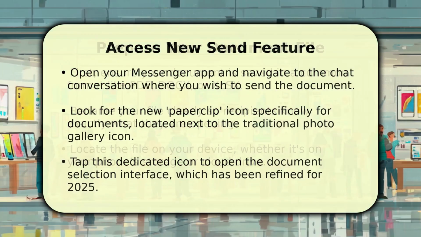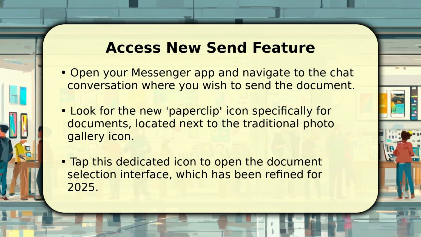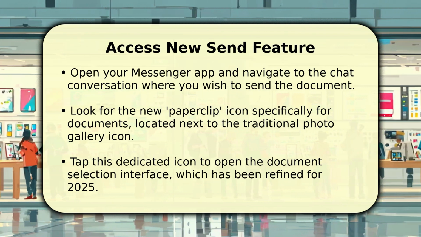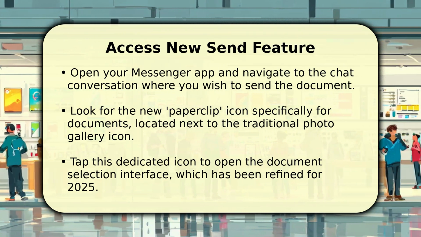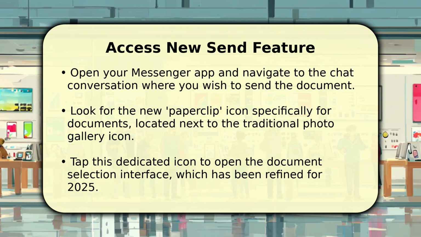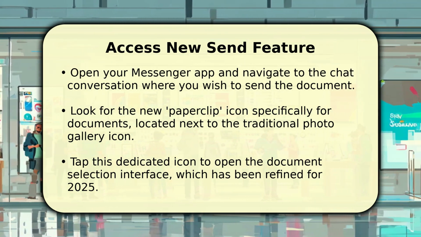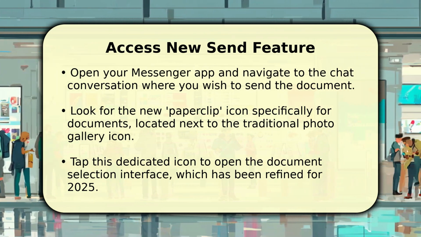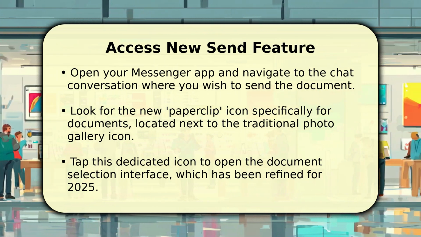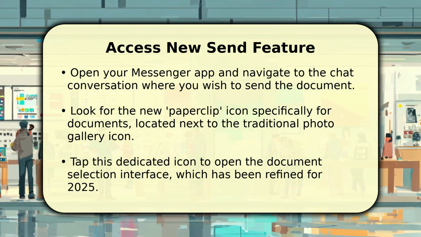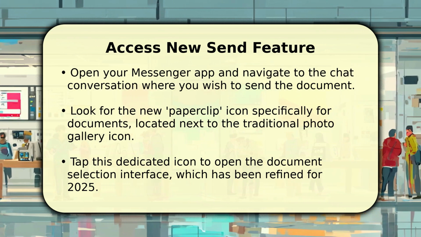Now, launch your Messenger application and select the specific chat thread with the person or group you intend to send the document to. Instead of searching through the general attachment options, you will now see a distinct document icon, shaped like a paperclip, near the text input field. Tapping this new icon directly opens your device's File Explorer, allowing for a much quicker and more focused document selection process.